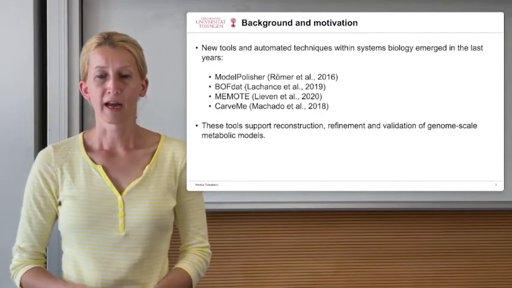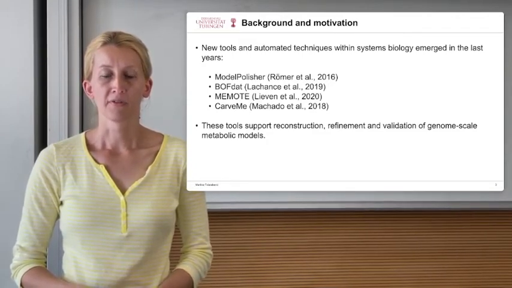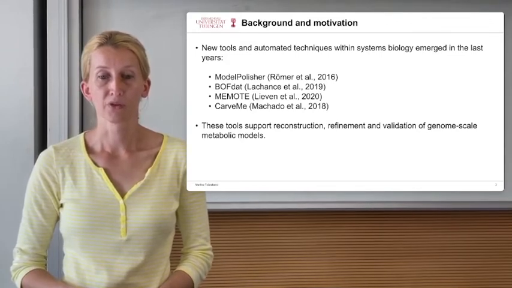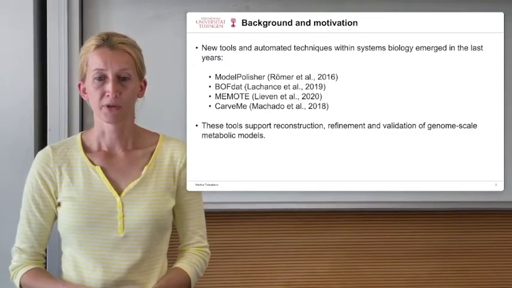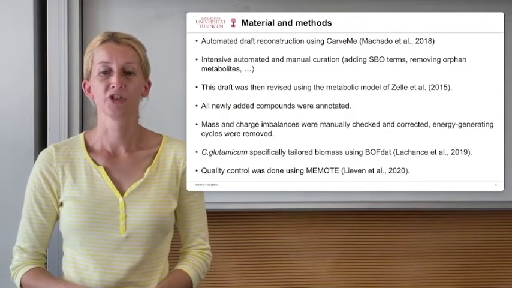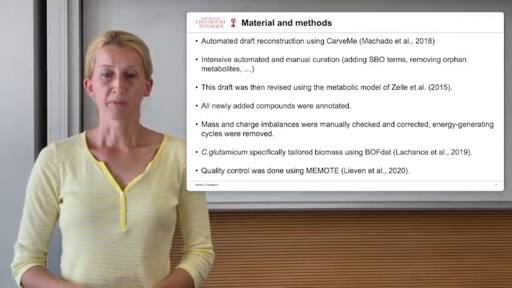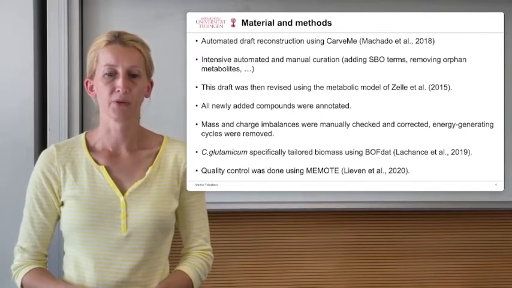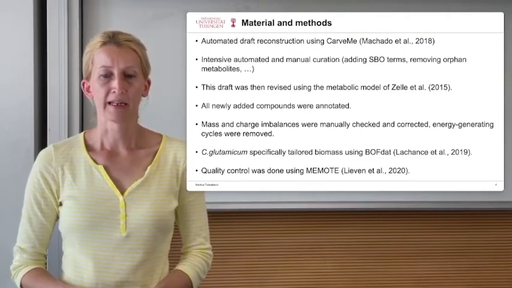Therefore, it is highly desirable to obtain a new genome-scale metabolic model of Corynebacterium glutamicum to understand its physiology and metabolism at a level where the new tools can be applied. In this study, we present an extended and updated genome-scale metabolic model of Corynebacterium glutamicum. This model is based upon the metabolic model by Zelle et al. 2015 and uses newly available tools and applies newly defined systems biology standards as defined by Carey et al.